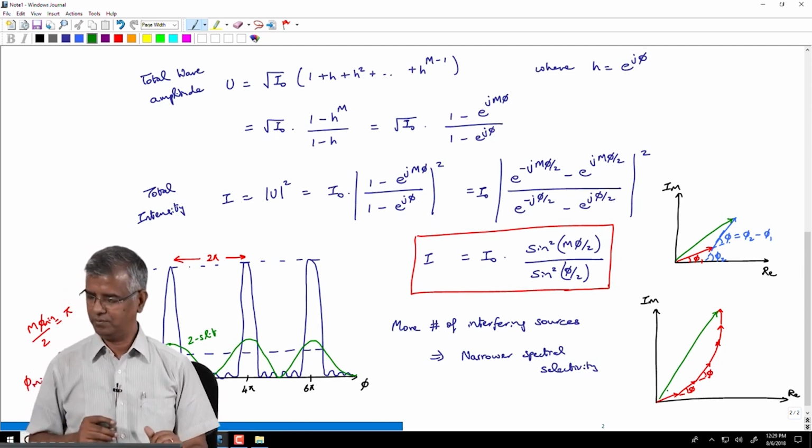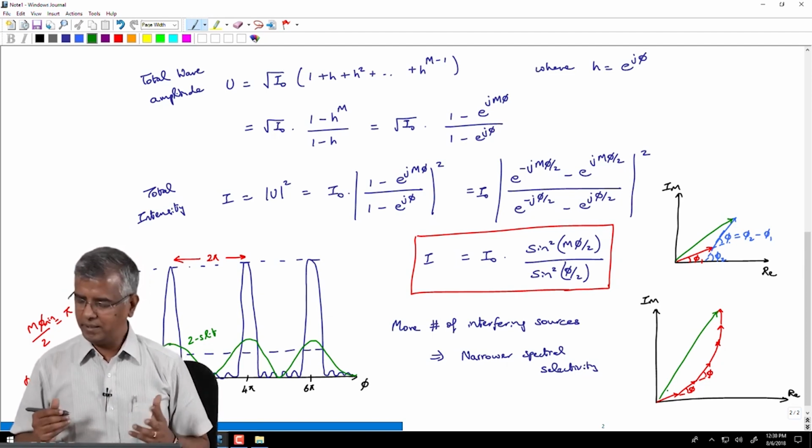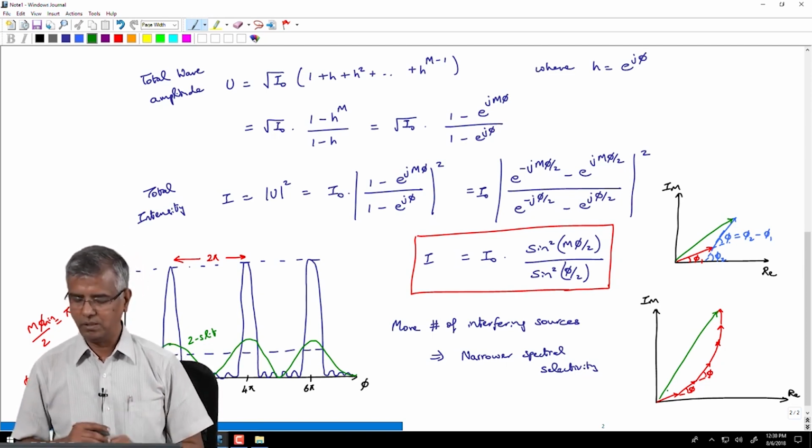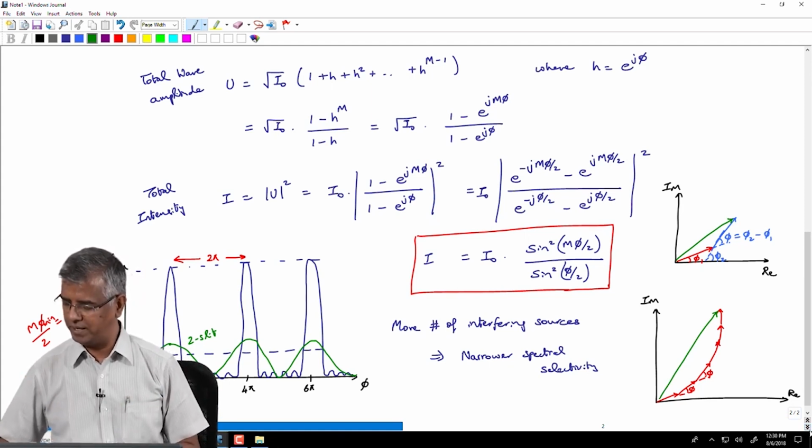Okay. So, is this the only interference configuration that you can possibly have?